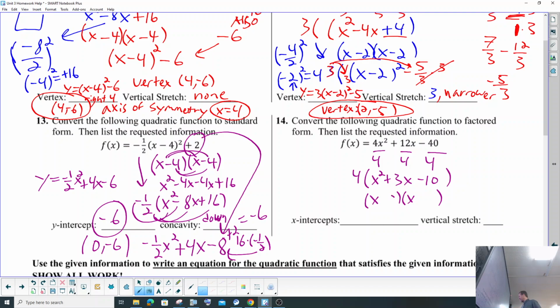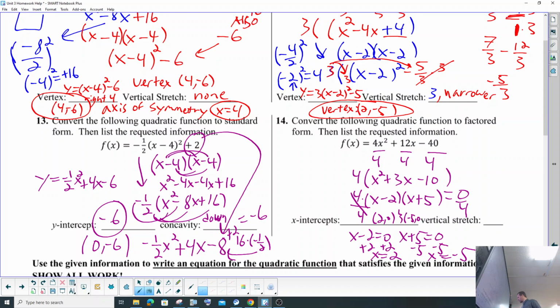Factored form. So that factors in x and x, and 2 times 5. Sign of the middle term goes with the bigger number. So positive 5, negative 2. When you set each of those equal to 0, we'll divide that 4 to the other side, so that just goes away. So to get the x-intercepts, you have to set each of those equal to 0. And so when you do that, you add 2 to the other side, so you get x equals 2. And then minus 5 to the other side, we get x equals negative 5. So we have (2, 0) and (negative 5, 0) as our x-intercepts.